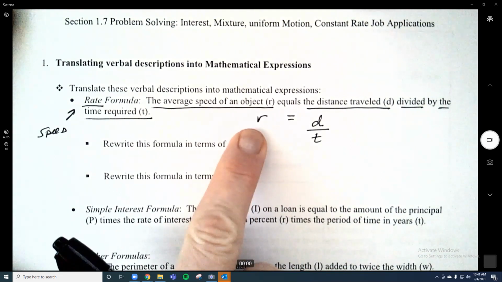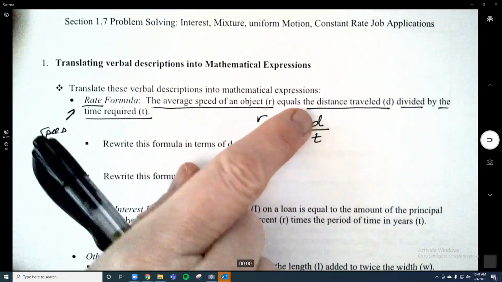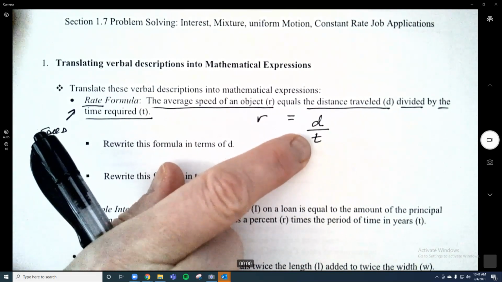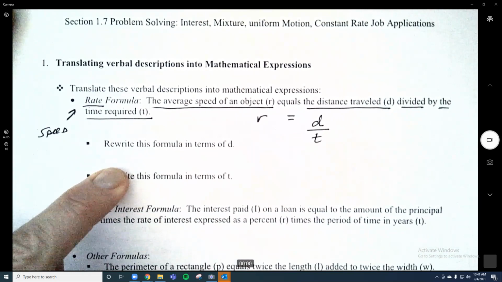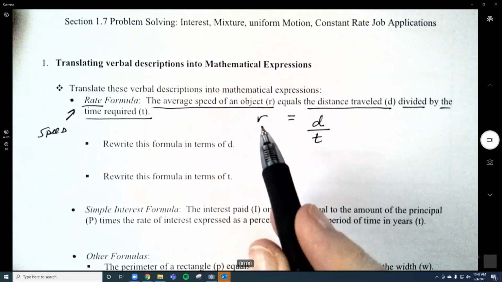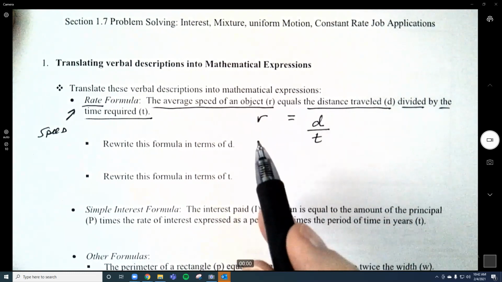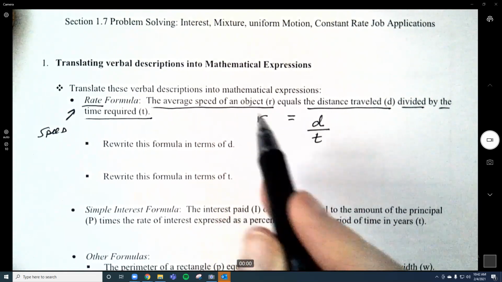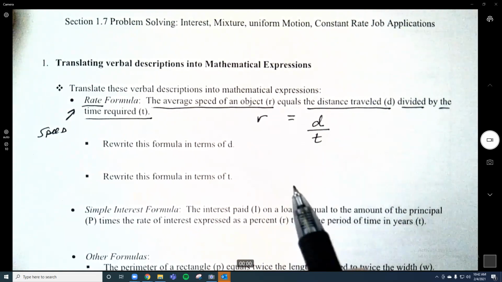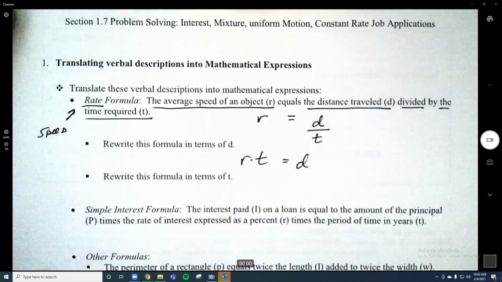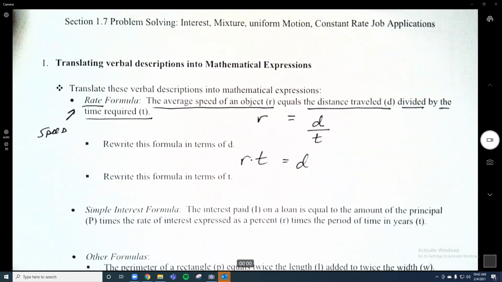A car that travels a certain number of miles per hour, you could see miles would be the distance, the number of hours it takes to get there would be the time. We could also rewrite this formula in terms of D. Right now, this formula is solved in terms of R. But if we wanted to rewrite it in terms of D, all we would have to do is multiply both sides by T so that the T's cancel out. So we would have D equals R times T. That's another way of writing the same formula, but solved for D.